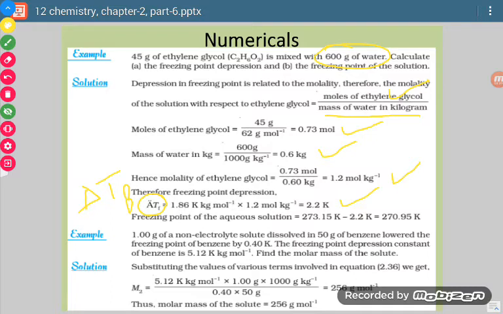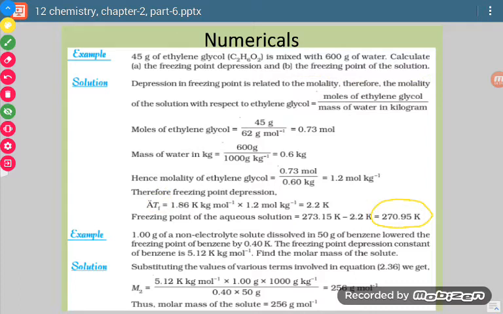Now we have calculated the A part. A part is the freezing point depression. So we have calculated this much. Now the second part is the freezing point of solution. So this is not the freezing point of solution, this is the depression in freezing point. So the freezing point of solution is equal to the freezing point of pure solvent minus the depression in freezing point. So this will be the value.